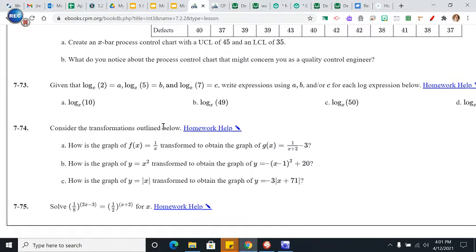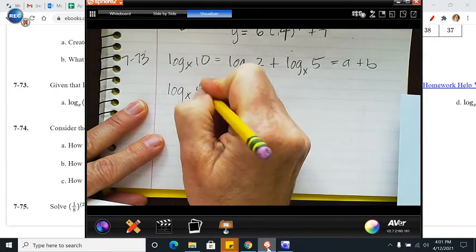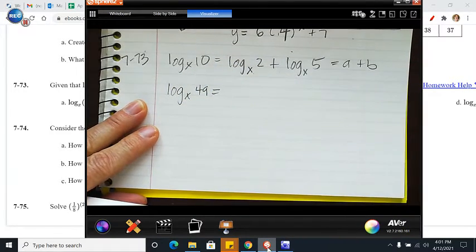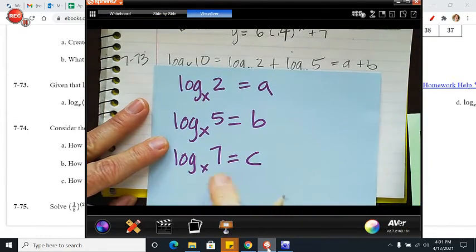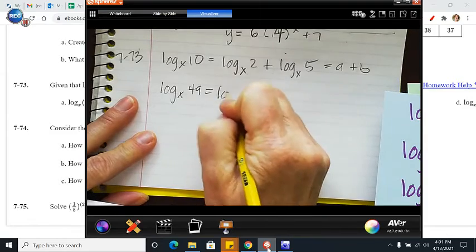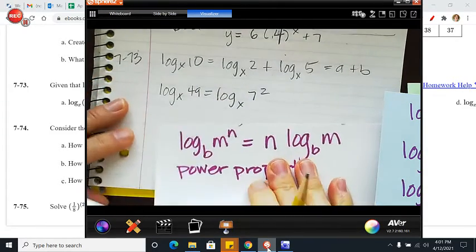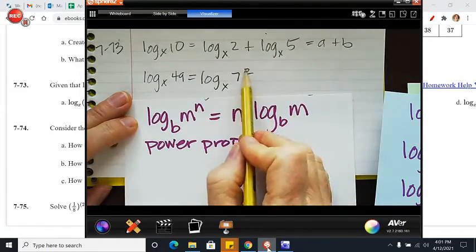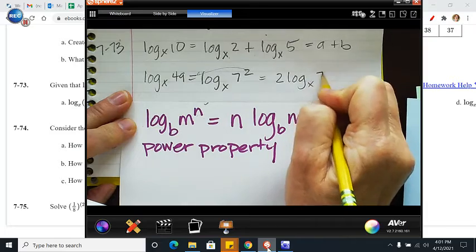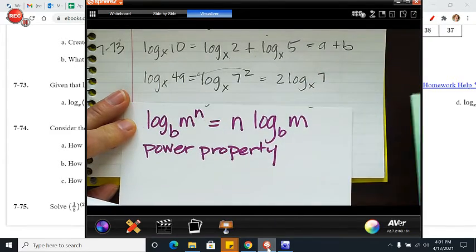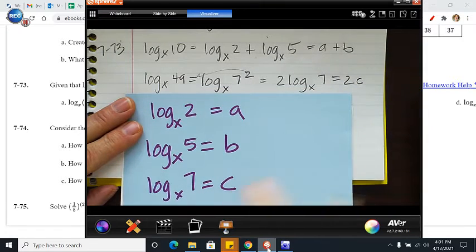And then log base x of 49. Okay, if you're trying to write it in terms of just log base x of 7, you could write this as log base x of 7 squared, and then you could use your power property in reverse and bring that 2 down in front. So 2 log base x of 7, and then you could write it as 2c if this is c.